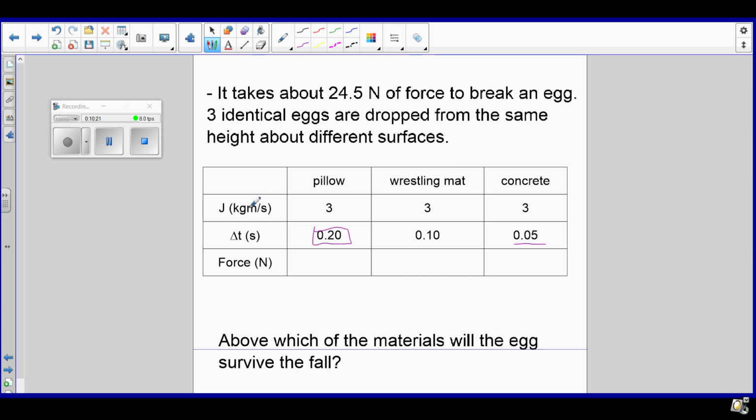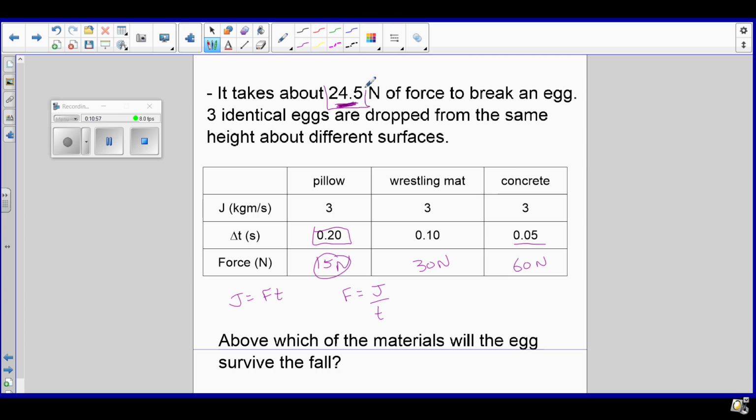So if I look at the impulse, impulse is force times time, and I want to calculate the force based on these identical impulses, then I'm going to do the impulse divided by time. On my calculator, 3 divided by 0.2 gives 15 newtons for the pillow. 3 divided by 0.1 gives 30 newtons for the wrestling mat, and 3 divided by 0.05 gives 60 newtons for the concrete floor. So 15 newtons is below the threshold of 24.5.